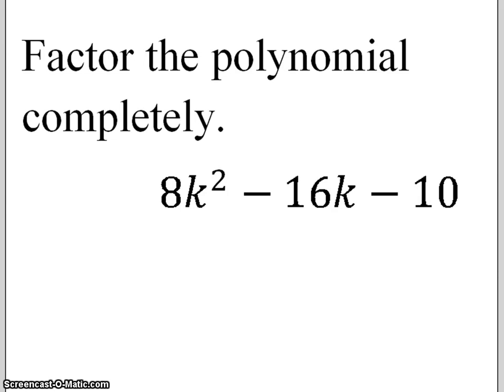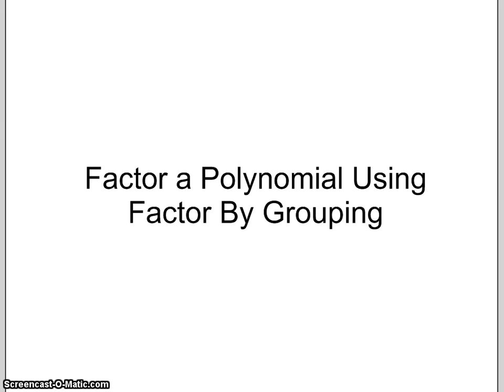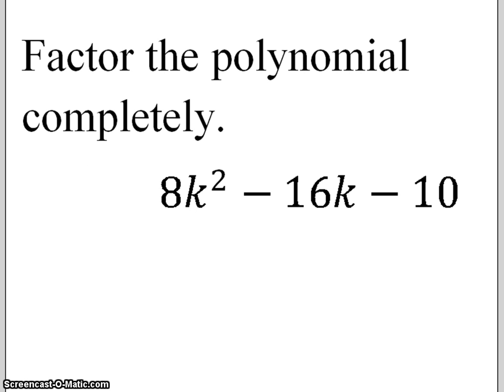In this video, we're going to learn how to factor a polynomial using factor by grouping. So the question we have here is: factor the polynomial completely. 8k squared minus 16k minus 10.